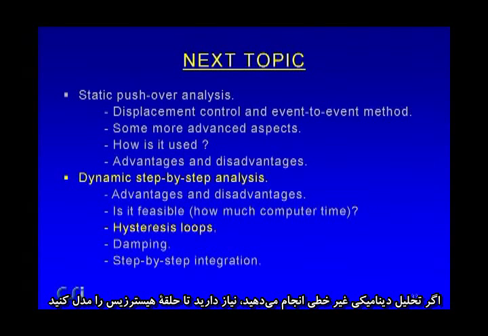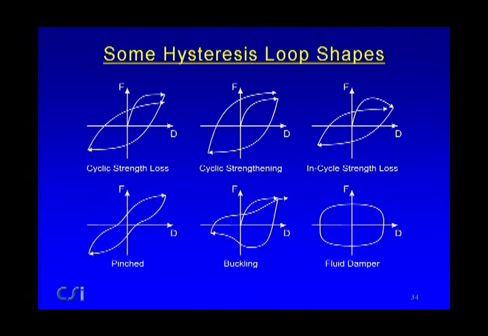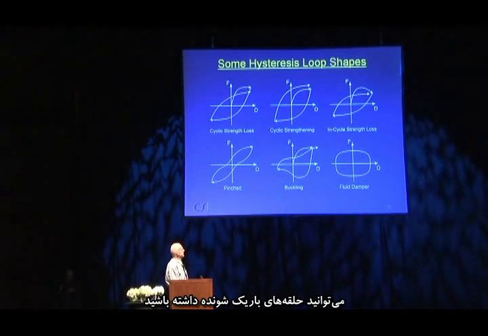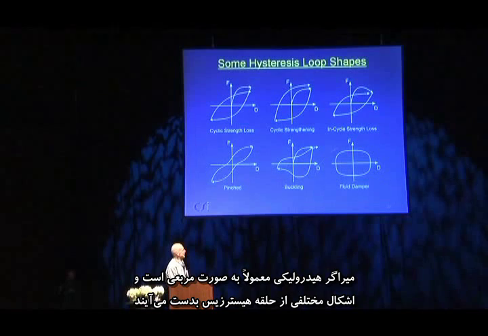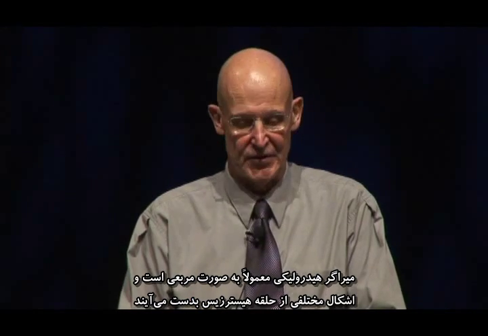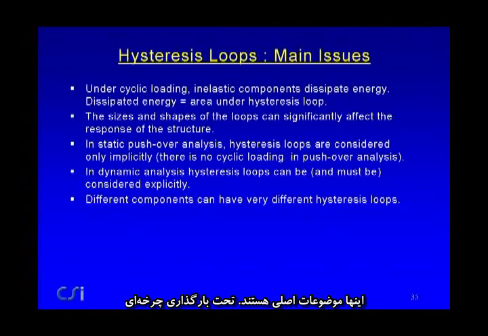Hysteresis loops. Now, if you're doing a nonlinear dynamic analysis, you will need to model hysteresis loops. And there are a number of possible shapes. The first one shows cyclic strength loss. Next one, cyclic strengthening. There's what is commonly referred to as in-cycle strength loss, where you lose strength and then something else happens after that. You can have pinch loops, a buckling type loop. A fluid damper has something which tends to be almost square. There's a variety of different hysteresis loop shapes. These are the main issues.